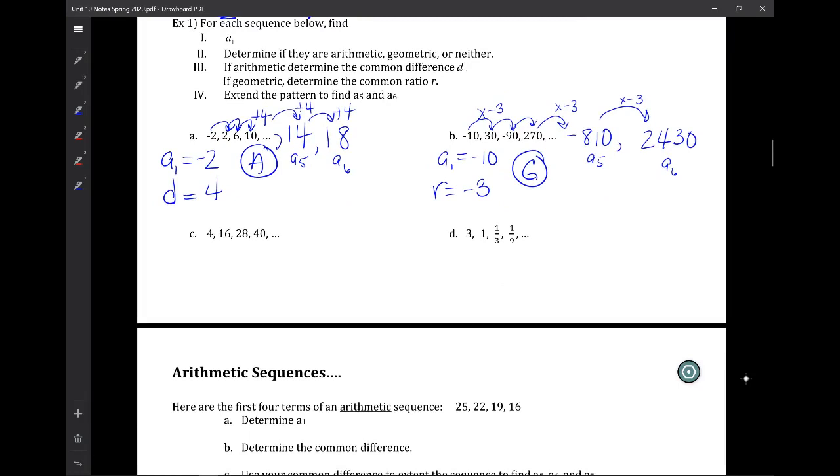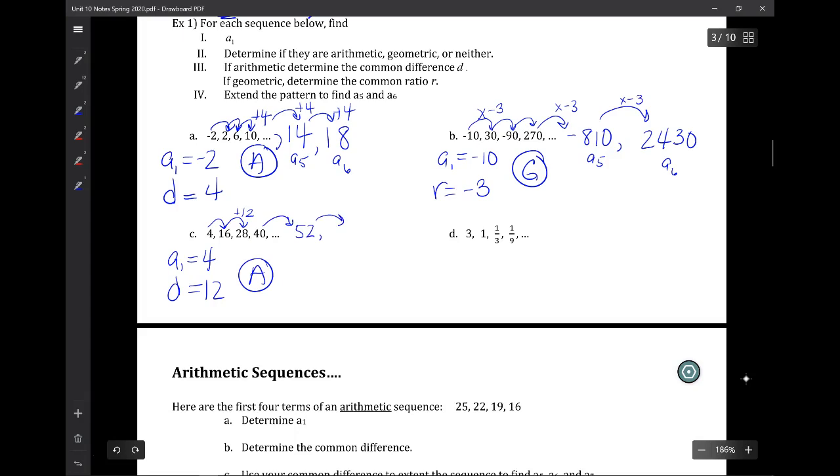So I have 4 to 16, 16 to 28, and then 28 to 40. So A1 is 4, but how do I get from 4 to 16 and then using that same pattern get to 28? I think I'm adding 12 every single time. So my common difference is 12. If I'm adding, that's an arithmetic sequence. And so to get to the next term, that would be 52, and to get to the next term, that would be 64.